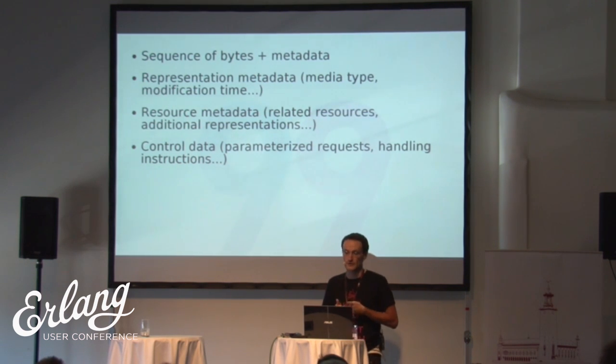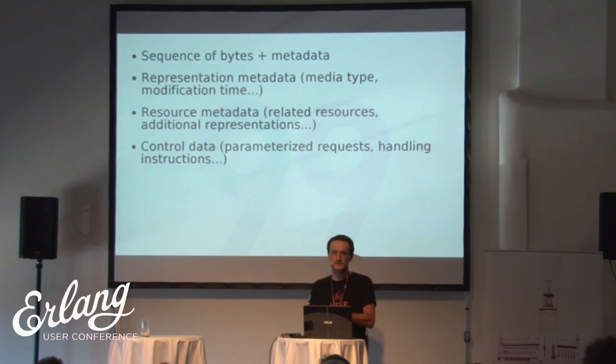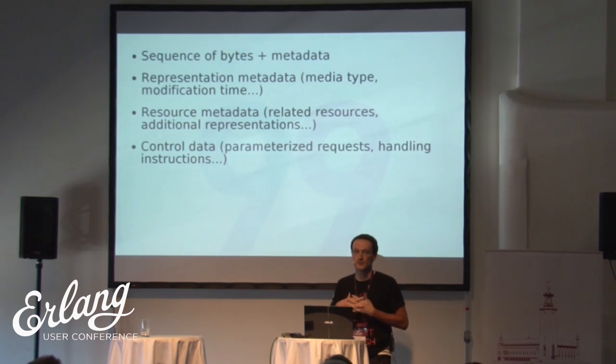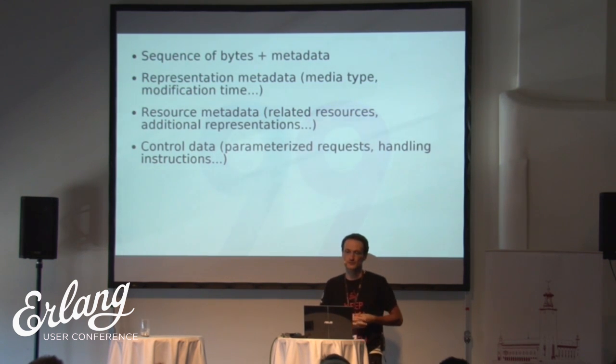The second is about the resource. We could have links to related resources, for example, a source for an article or things like that. And it also has information about the different representations we can receive the resource in. And finally, control data is more about parameterizing requests. For example, if I request a resource, but I only want it if it was modified since yesterday, that's control data.